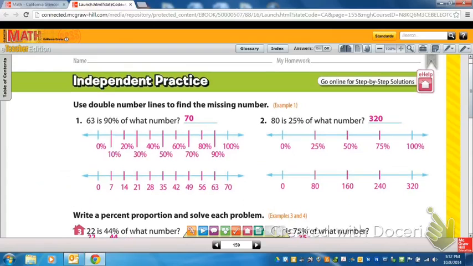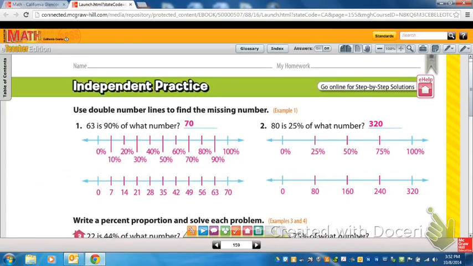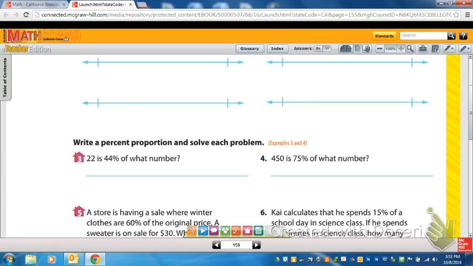And there's what number 1 looks like that we did in class, which was a little bit more difficult, and number 2. Number 3, 22 is 44% of what number? I could make a fraction out of it. 22 equals 44% over 100.